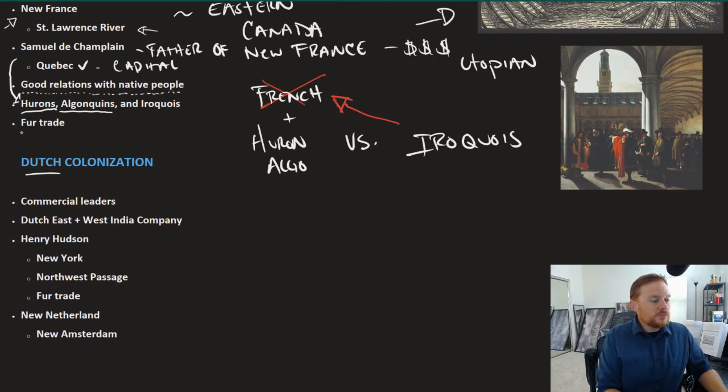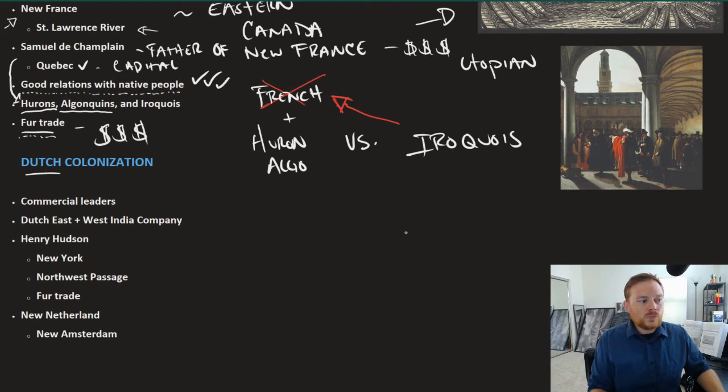In terms of money, the French, because they have good relations, can make money off the fur trade. The fur trade involves Native Americans hunting and obtaining the furs and then giving them to the French. And when you're on good terms, and out of all the nations, we could probably say that the French had the best relations with the indigenous population, even though it wasn't always perfect and couldn't always be perfect, the French make their money off of the fur trade.